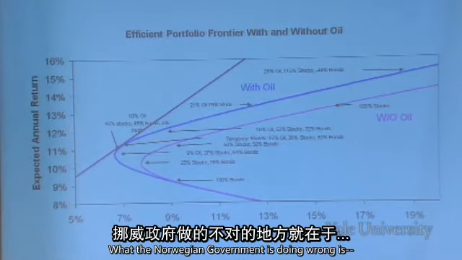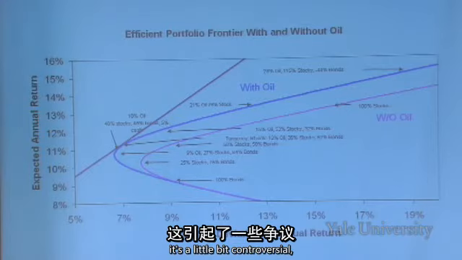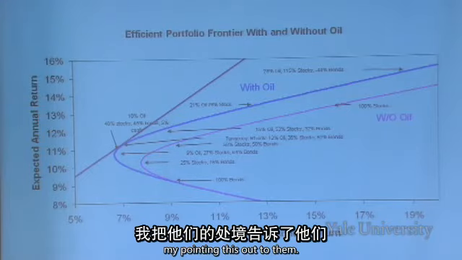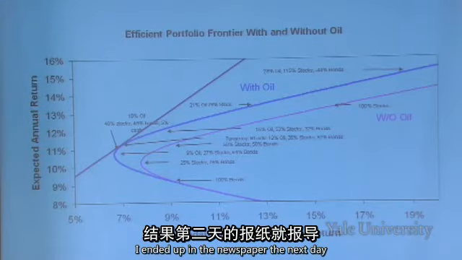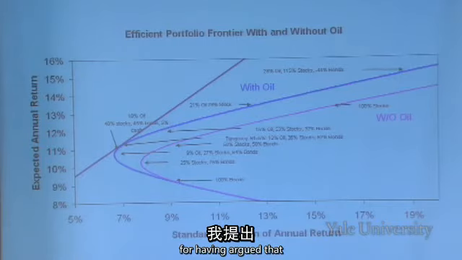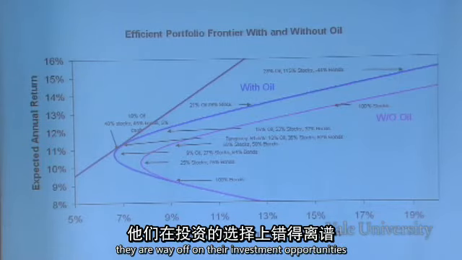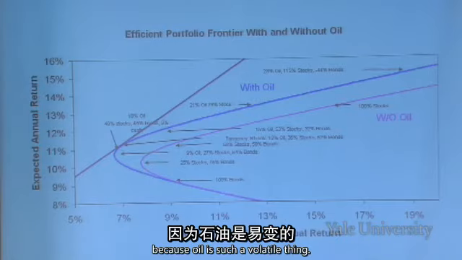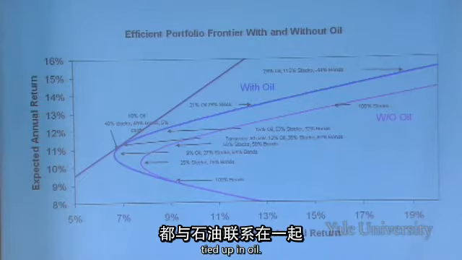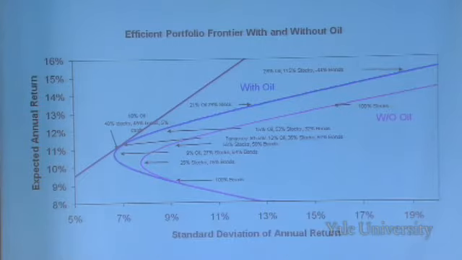And so what the Norwegian government is doing wrong is, it was a little bit controversial, pointing this out to them. I ended up in the newspaper the next day for having argued. They are way off on their investment opportunities because oil is such a volatile thing. They've got so much of their assets tied up in oil. So I got a good hearing.